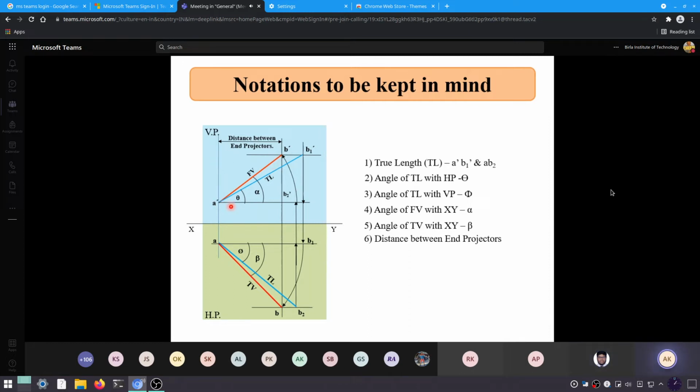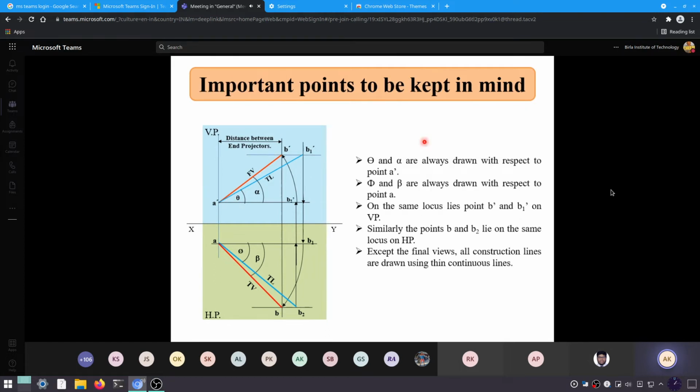Let's move on. There are some more important points that you have to keep in mind: theta and alpha are always drawn with respect to point A dash over here, whereas phi and beta are always drawn with respect to point A. However, B1 dash and B dash should lie on the same locus line, whereas B and B2 lie on the same locus line over here also, but in the case of the top view, right?